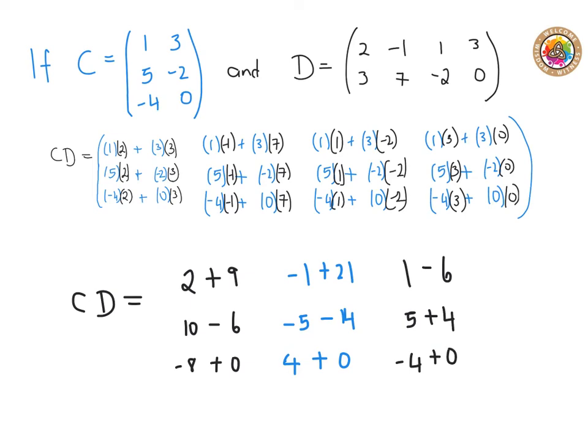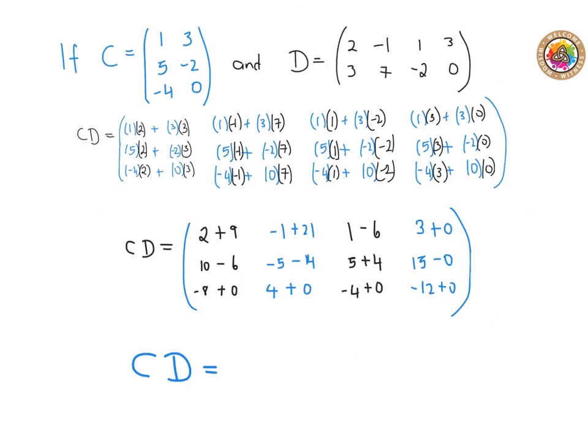Next then we have 3 plus 0. 5 by 3 is 15. Plus by a minus is minus, but it's 0 anyway. And minus 4 by 3 is minus 12 plus 0. And again, I'm just going to close the matrix and just tidy it up then.